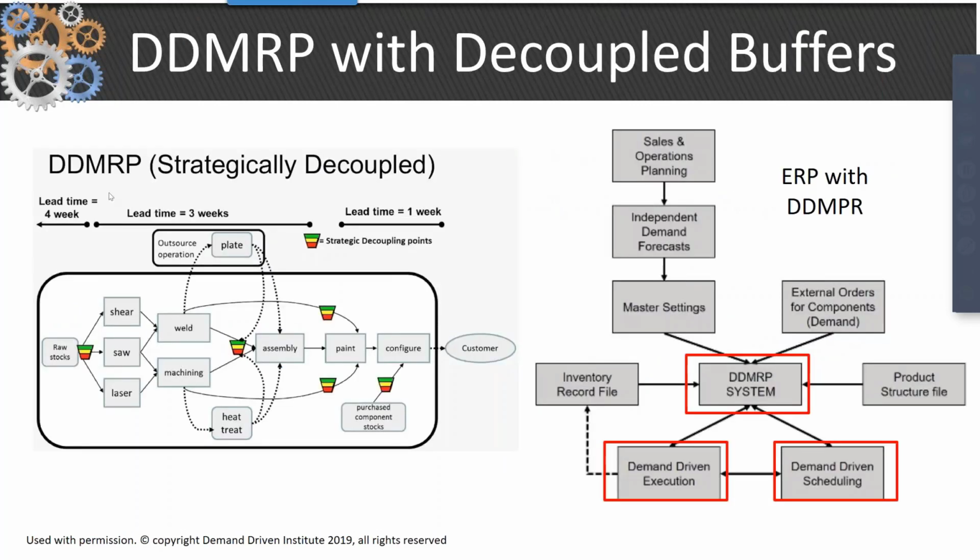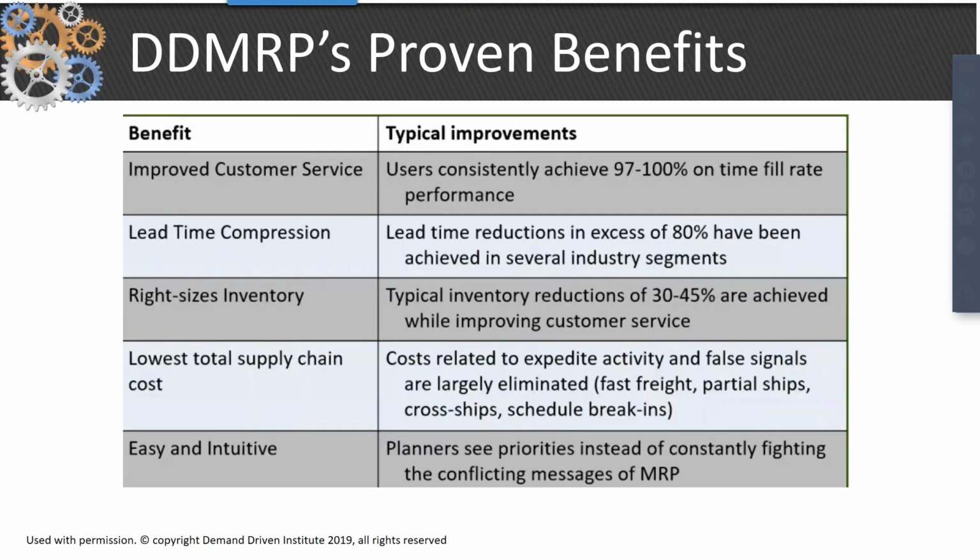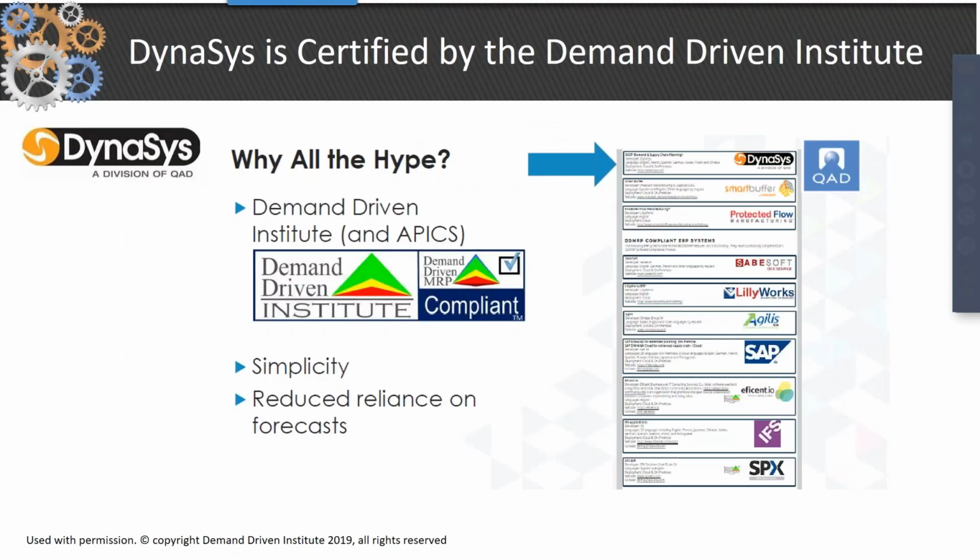So if you look at DDMRP with these decoupled buffers, you go through the implementation process and define these buffer points and their buffer levels, and now ERP can run with this DDMRP system for both scheduling and execution. So there's some good benefits to this. Improved customer service. You can reduce the lead time. One I like is right-sized inventory. That's one of the issues with MRP that we've always recognized. And then lowest supply chain costs, because you're getting rid of a lot of safety stock. And it's basically easy to use for planners and buyers.